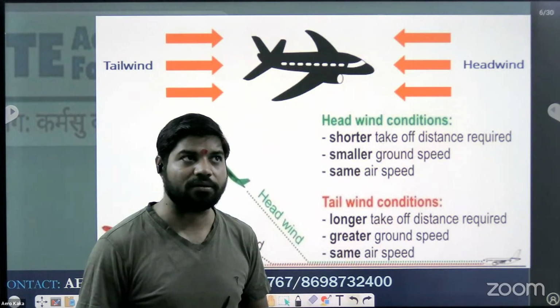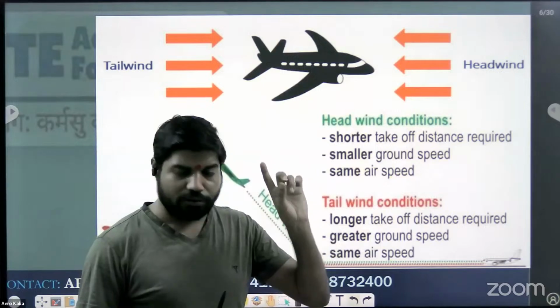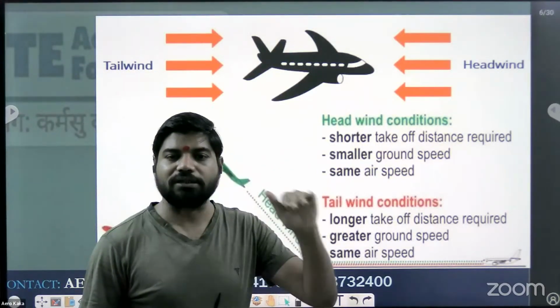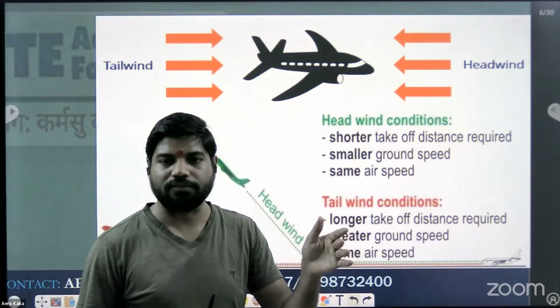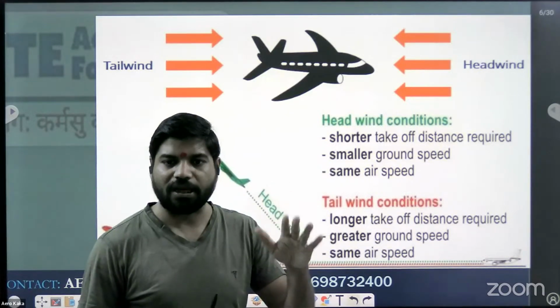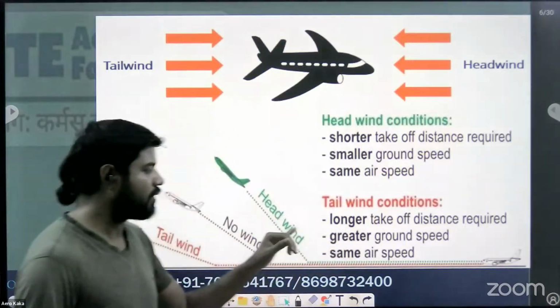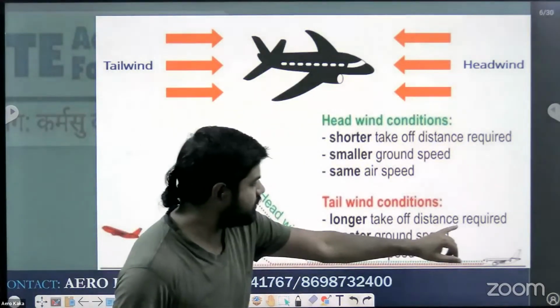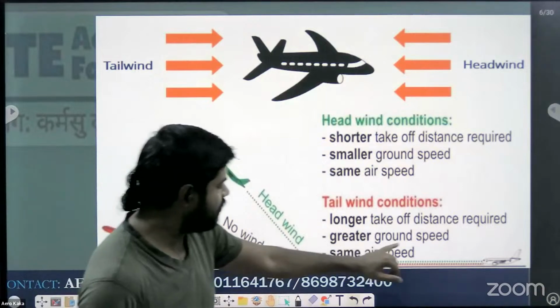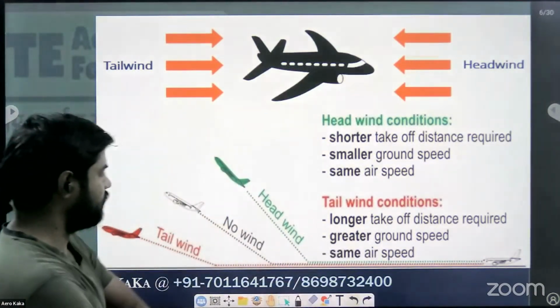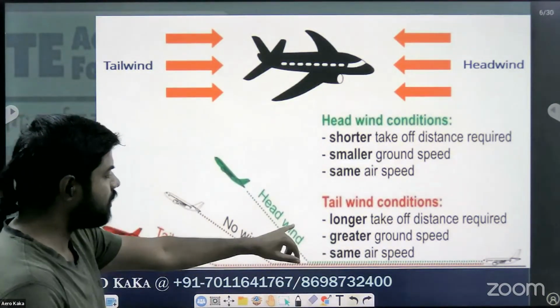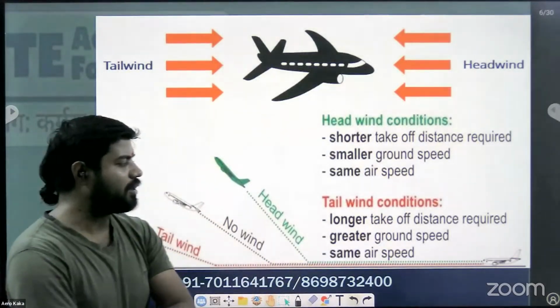Is that clear? Please take care. There are two velocities, or you can say speeds. One is ground speed, that we define as Vg. Another one is nothing but air speed. Then again, for tailwind, a longer takeoff distance is required, with greater ground speed and the same air speed. This is for the tailwind conditions.